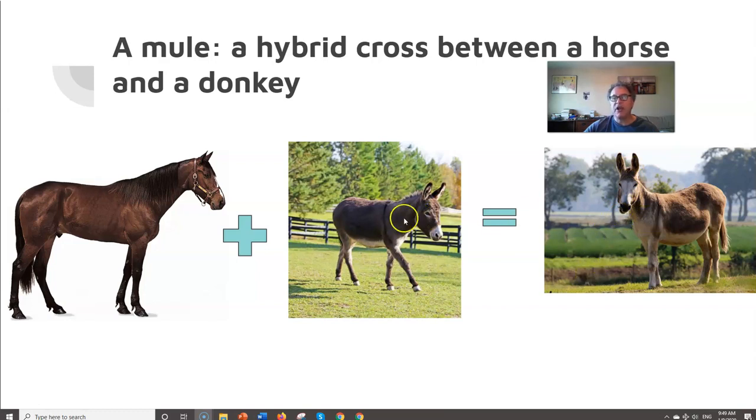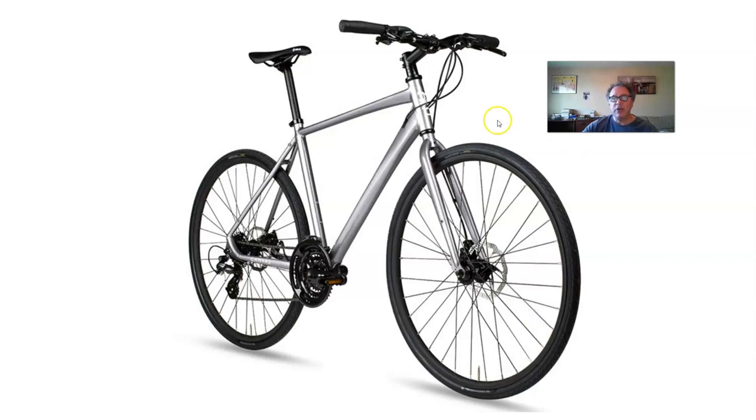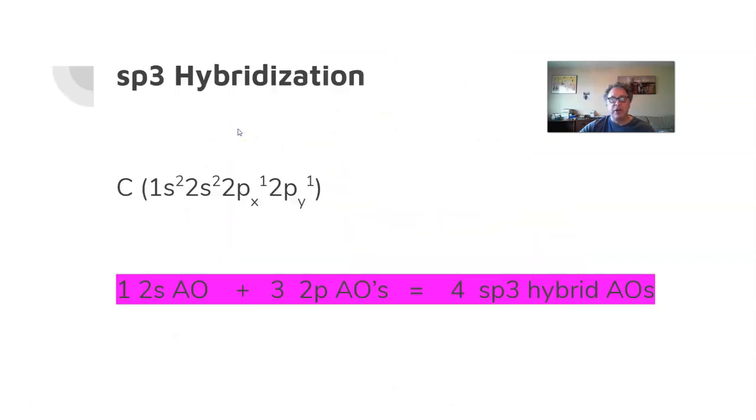It has properties of both. If you like biking the way I do, I love to bike, and you know what a mountain bike is, and you know what a road bike is, then this is a hybrid bicycle. The tires are not as thick as a mountain bike, but they're not as thin as a road bike. It's a hybrid cross between a mountain bike and a road bike. Hybrids. So back to chemistry now. No more donkeys, mules, and horses and bicycles.